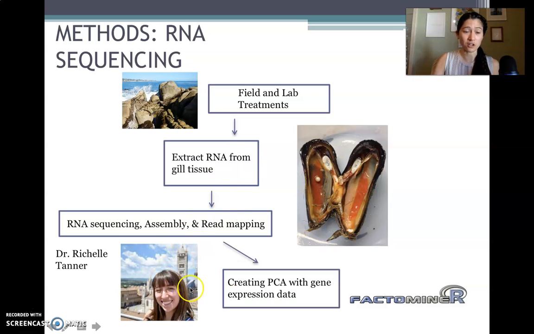So Dr. Rochelle Tanner is the one who did the assembly and read mapping for this data. So remember, we need to do that assembly and read mapping step to be able to get estimates of gene expression for all of those different individuals across all of these different genes in the data set. And we'll be working with a data set today of about 1,500 genes. And what we'll be doing is creating a PCA with that gene expression data using a package in R that I've used in my previous research called FactoMineR.